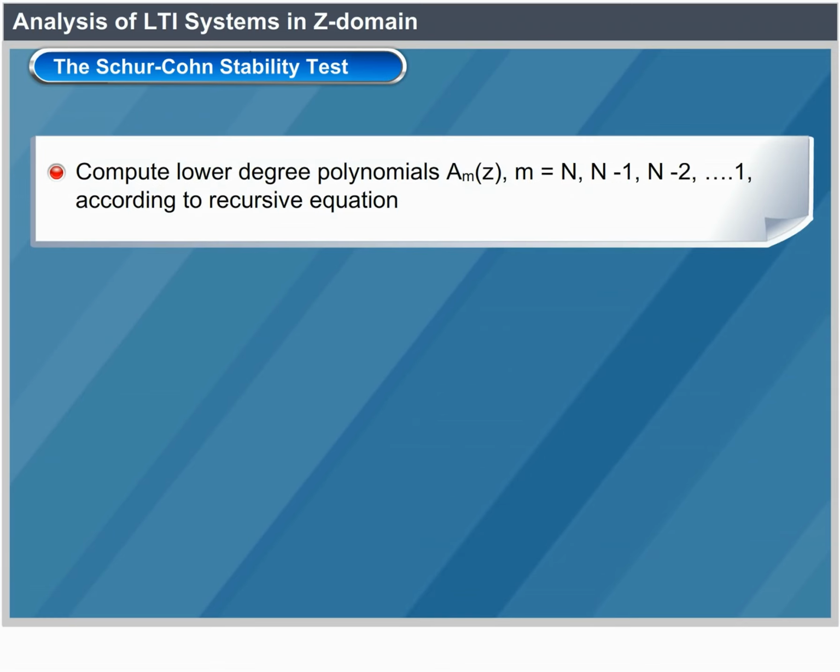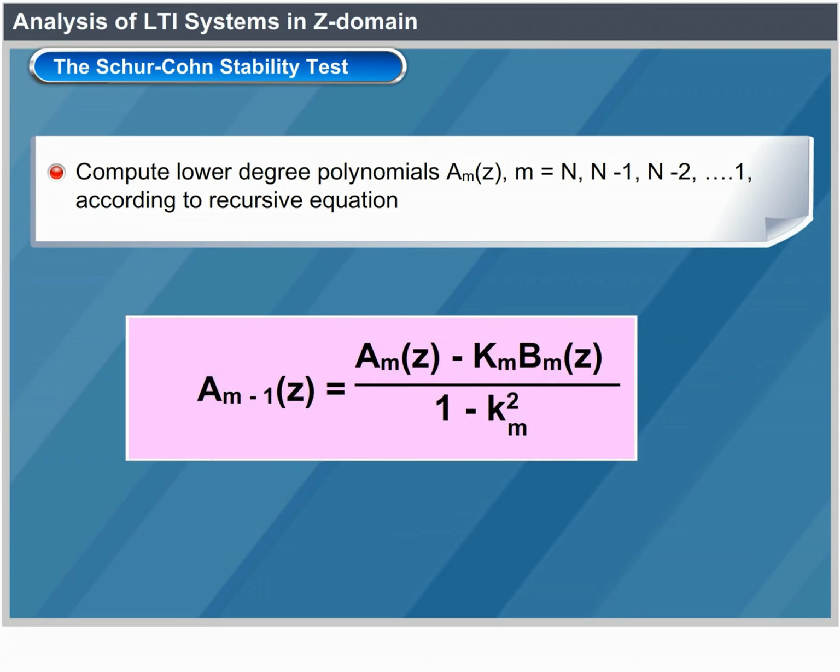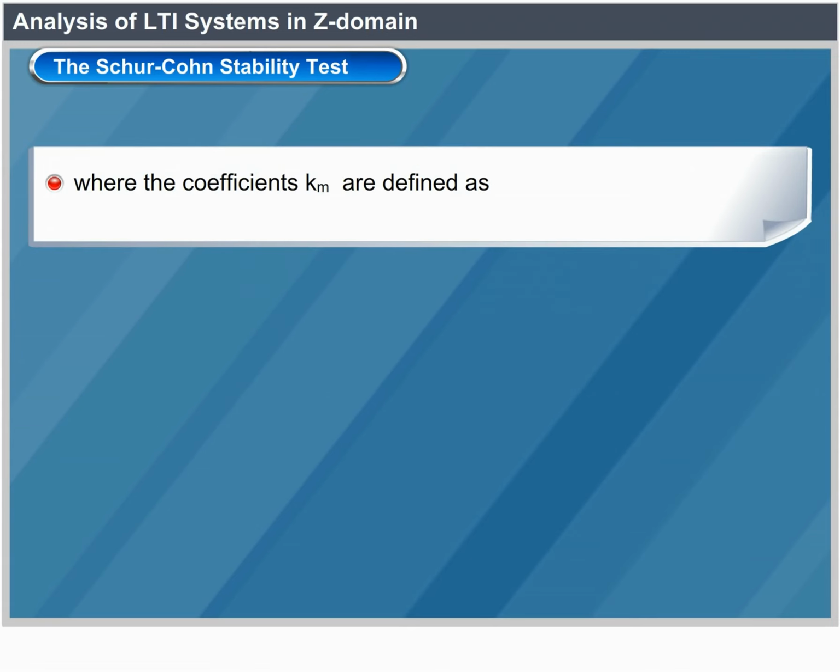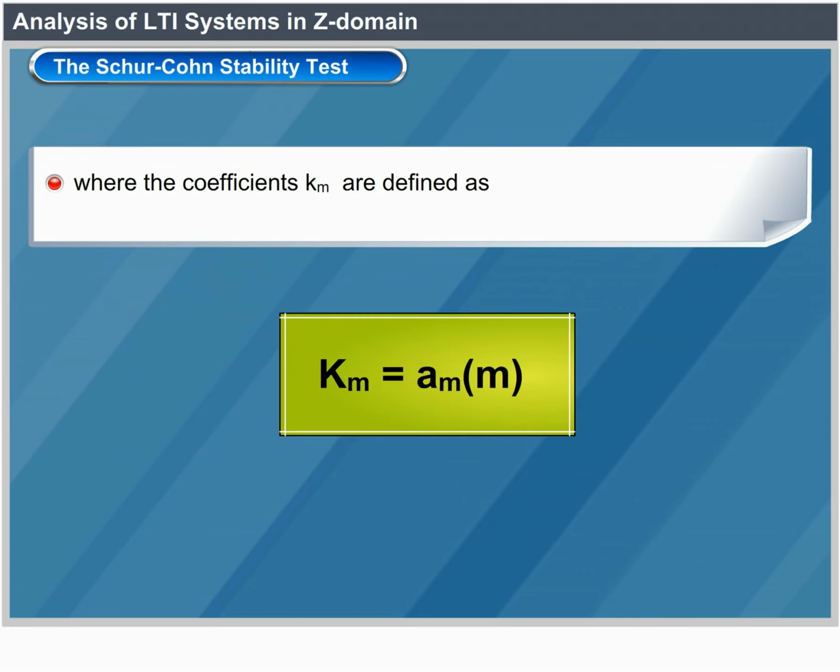Compute lower degree polynomials A_m(z), m equal to N, N minus 1, N minus 2, etc., 1. According to the recursive equation, A_(m-1)(z) equal to [A_m(z) minus K_m B_m(z)] divided by [1 minus K_m square], where the coefficients K_m are defined as K_m equal to A_m(m).